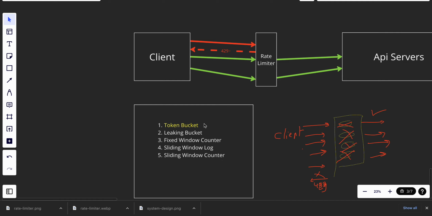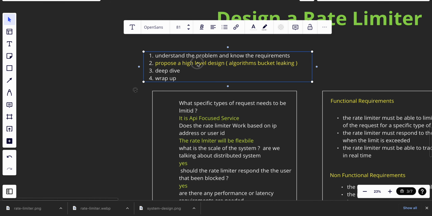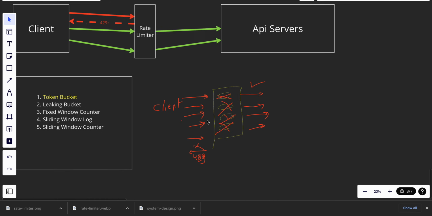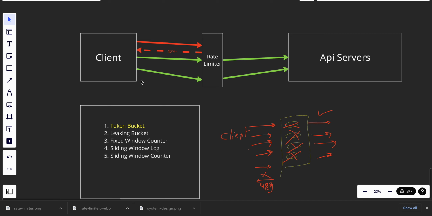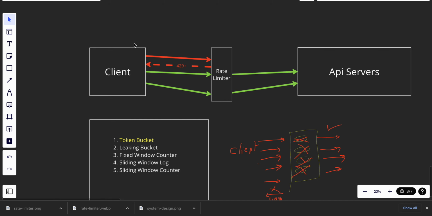When we know all of that, we start the second part, which is to propose the high level design. First is where we should put the rate limiter, and there are two places: on the client or on the server. If we put it on the client, we will not have full control, so it will not act as we expect.